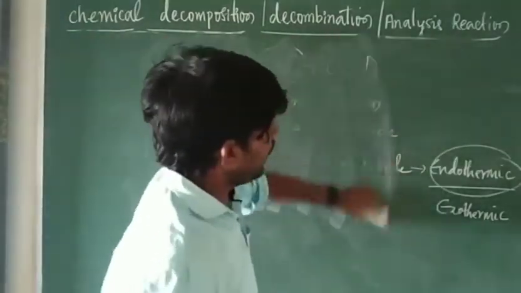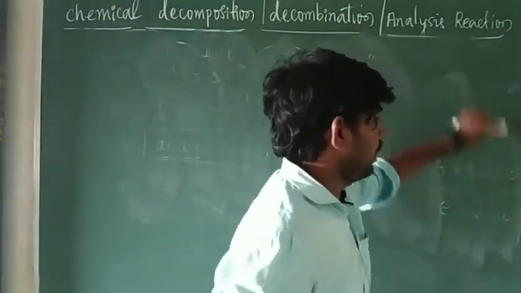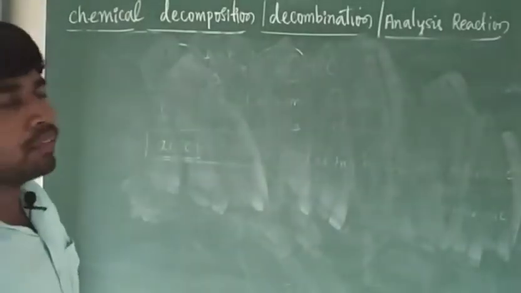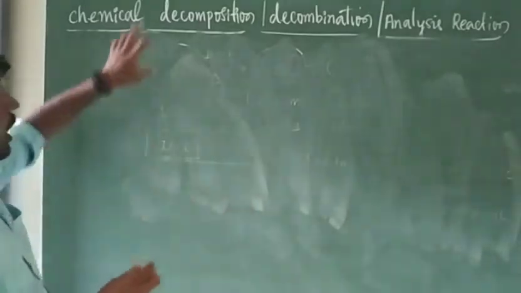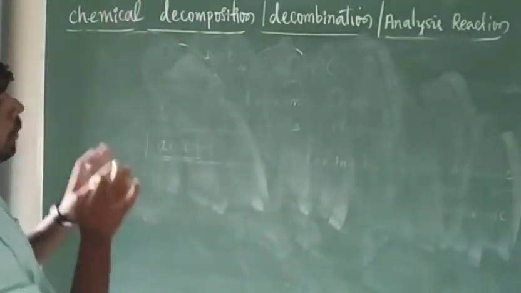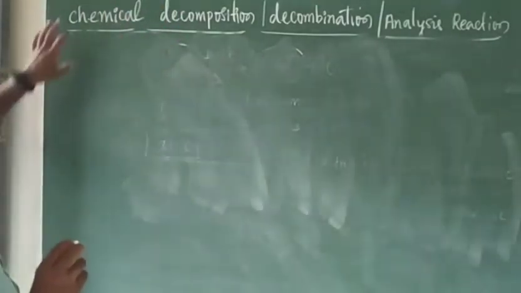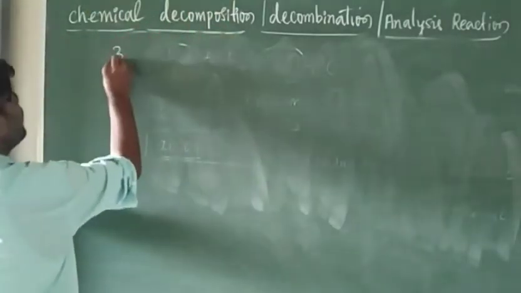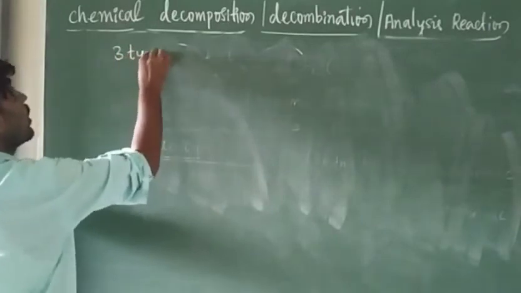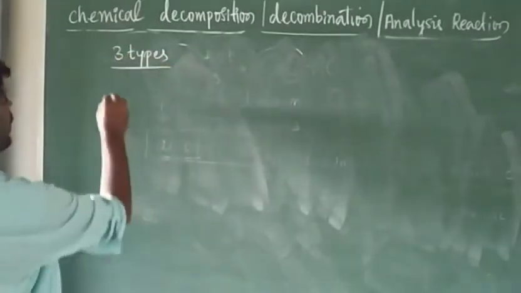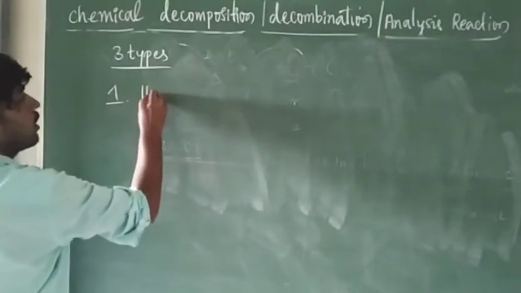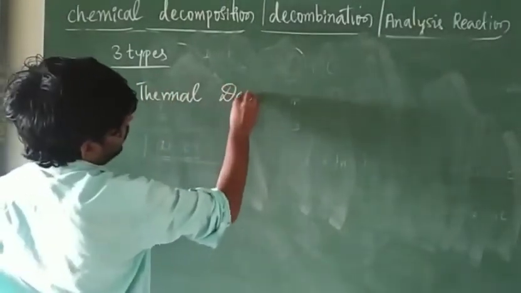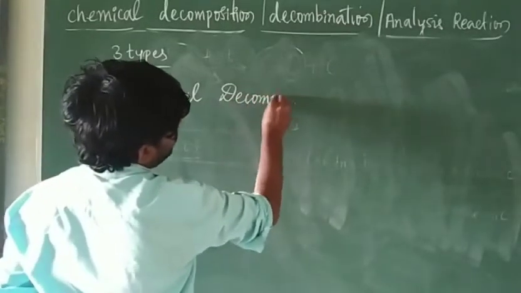Now, depending upon the type of energy we supply for the decomposition reaction, based on that we classify chemical decomposition into 3 types. How many types are there? 3 types. First one is thermal decomposition.